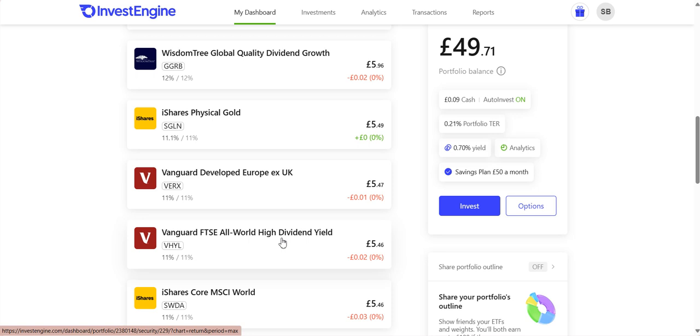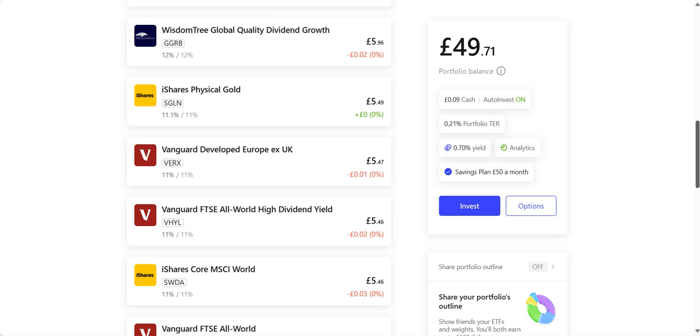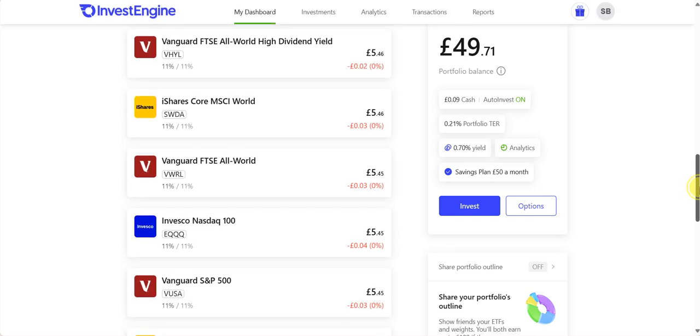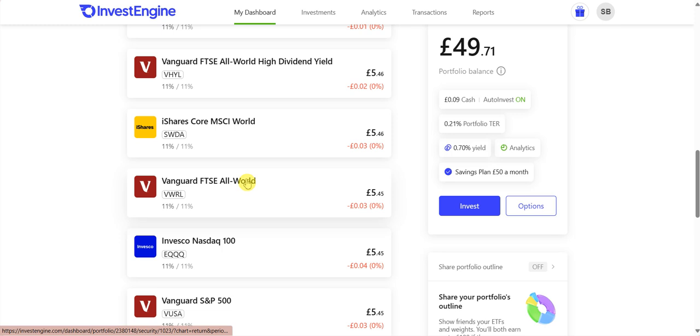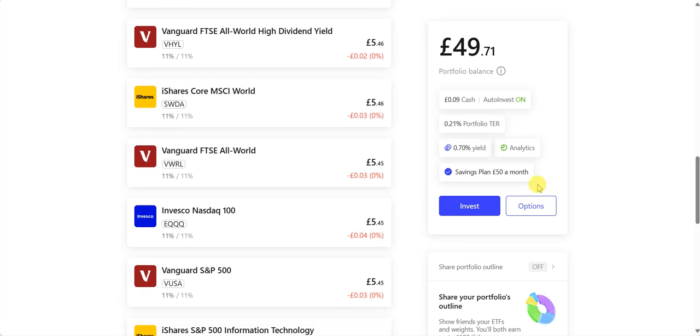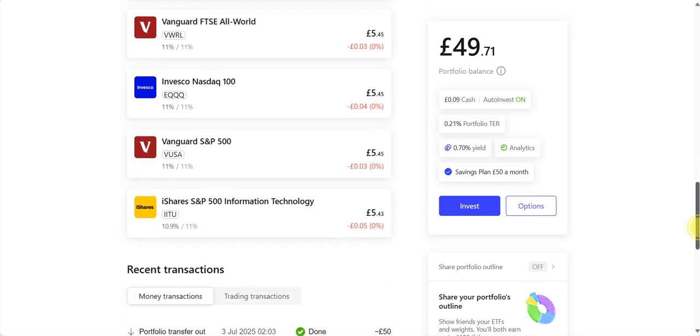I do have a dividend portfolio, which I'll make a video on over the weekend, because I'm just waiting for the orders to be processed on that, which is focused on the dividends. But like I say, this is more diversified than just holding the S&P 500 or the FTSE all world. So, right, I started off just by putting £50 a month in this, and we'll see how it goes.